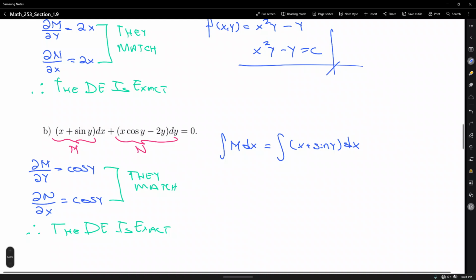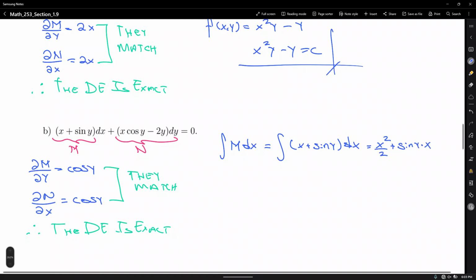dx. Okay. All right, the integral of x with respect to x, that's x squared over 2, plus the integral of sine y with respect to x. What is that equal to? Any ideas here? Okay, negative cosine. However, we're integrating with respect to x. This is a y. This is just a constant. So that's just a constant sine times x.